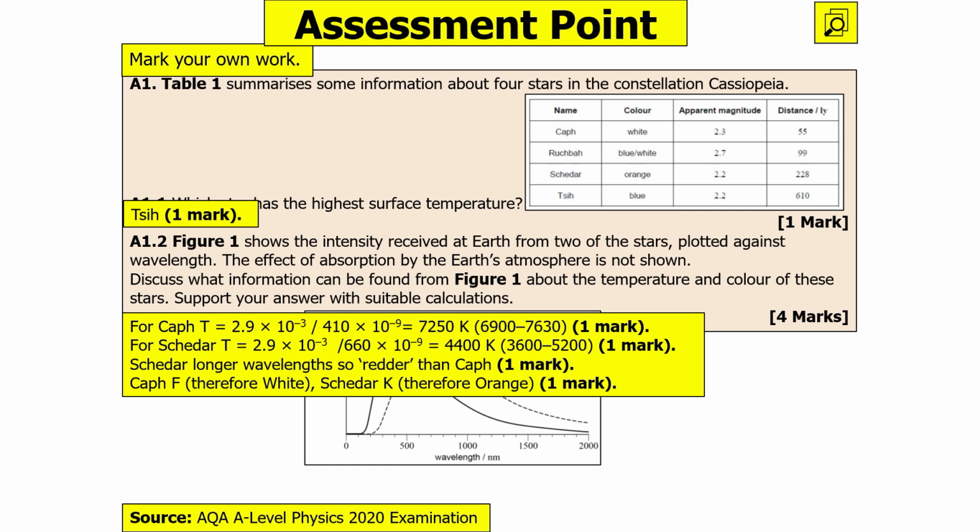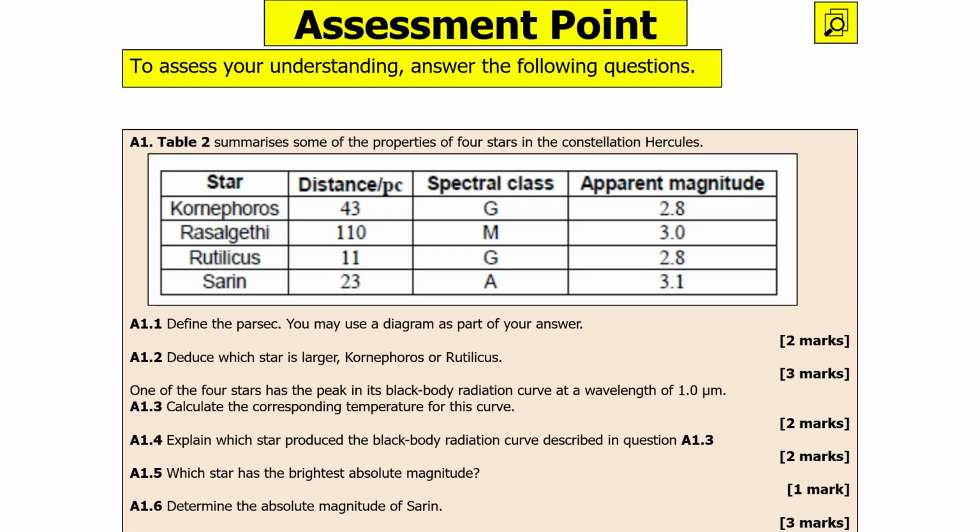Now you'll notice as well that from the information given from the peak wavelength on the graph, that Shader has a longer wavelength than Cap, so therefore if it's got a longer wavelength, that must be redder, because red has a longer wavelength, the blue has a shorter wavelength, so therefore you can work out what colours they should be as well.